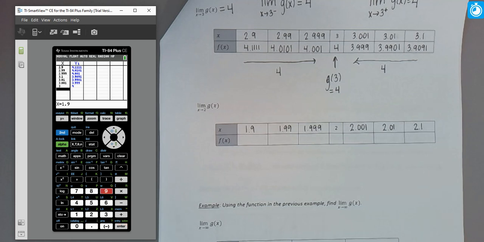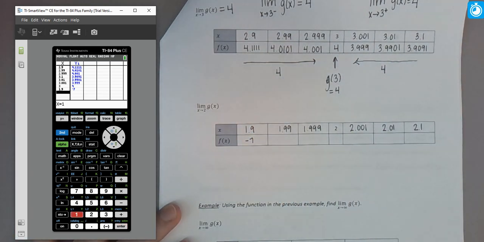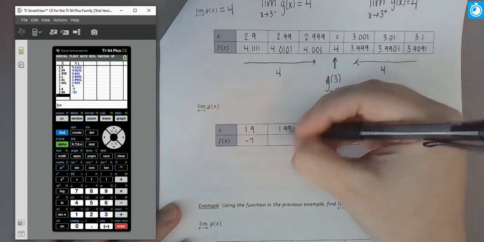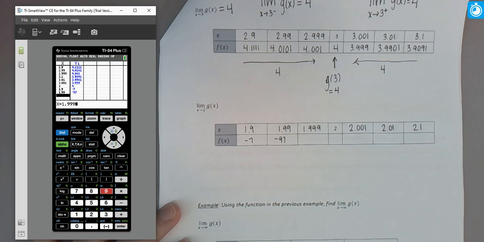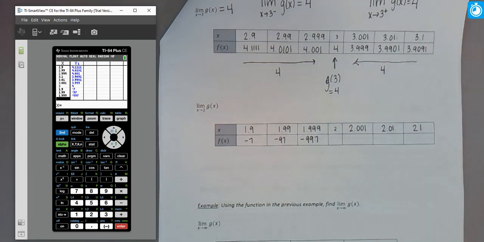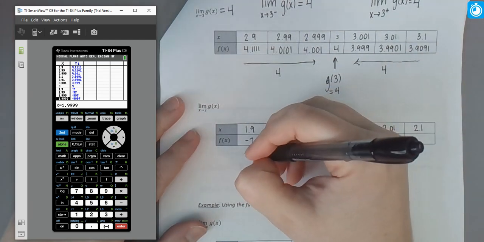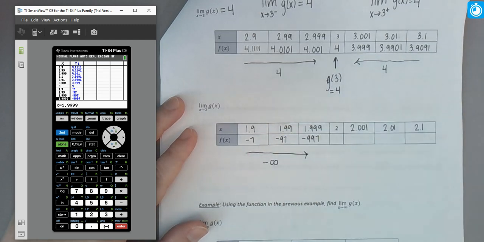So let's start with 1.9. So from 1.9 we're at negative 7, 1.99, negative 97, 1.999, negative 997. Let's just see what happens if we keep going. What if we add in an additional 9? 1.9999. Well, there we go, almost negative 10,000. So in that case, the numbers are decreasing without bound. They're becoming more and more negative. So from this side, we're approaching negative infinity.